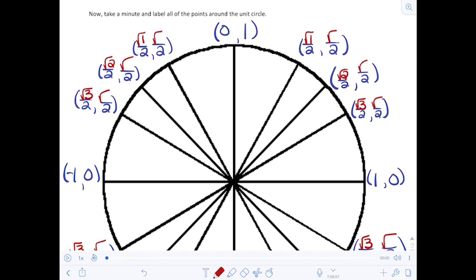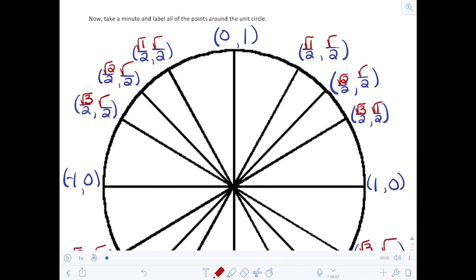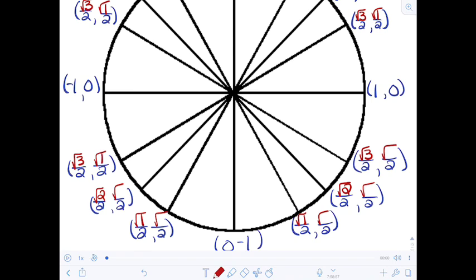Now we're going to do the y's, and we're going to go in the other direction. 1, 2, 3, 3, 2, 1. Just like this, 1, 2, 3, 3, 2, 1.